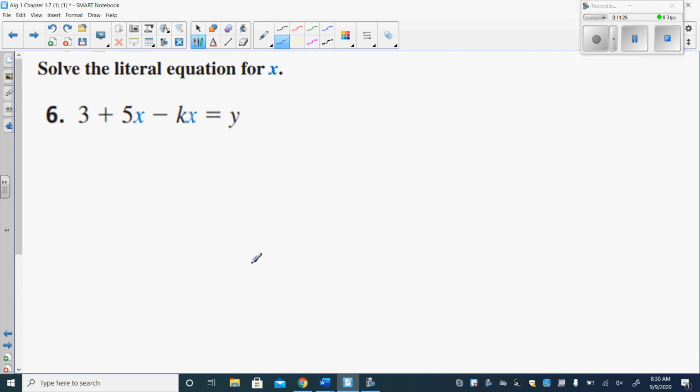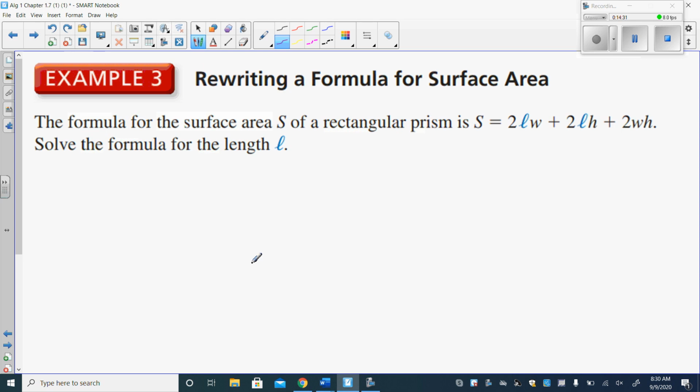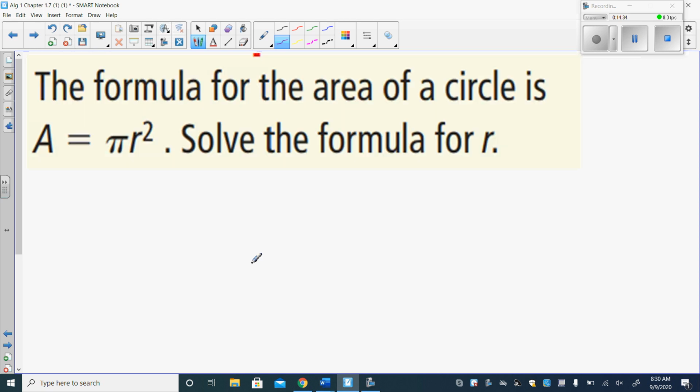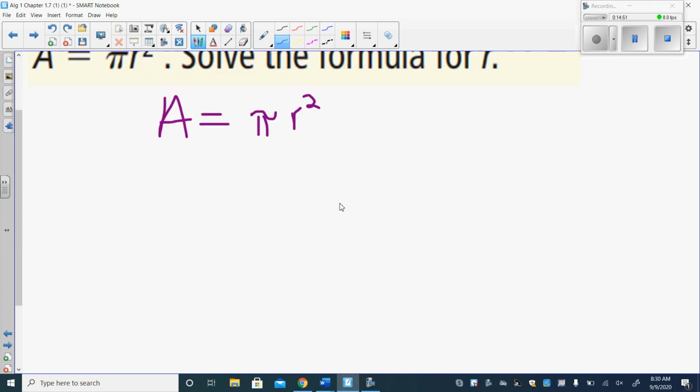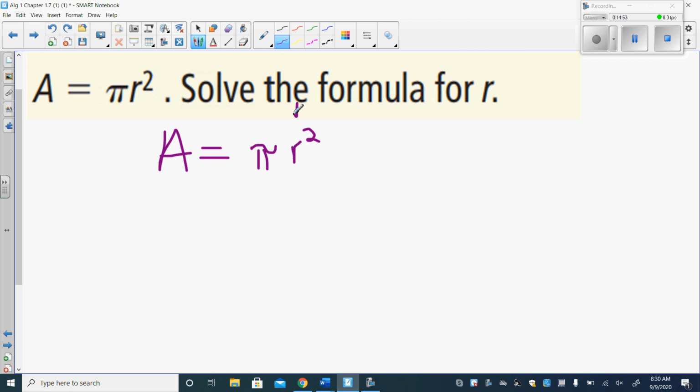Now we're not going to worry about these here where we have more than one of the same variable. But what we're going to look at lastly is rewriting formulas, solving for a letter. Now the area of a circle, area is equal to pi r squared. And so what we want to do is solve for the value of r. Now we look at this here, there is already a term with r, and that is pi. So we're going to divide both sides by pi.